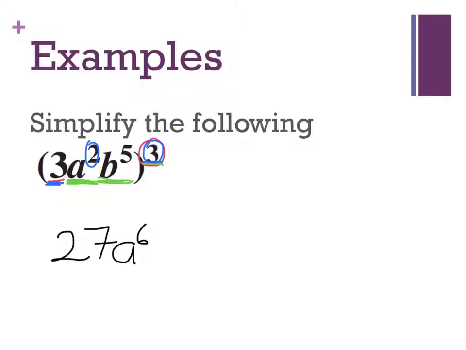Then I've got b to the power of 5 here, and I've got 3 on the outside, so I know that's 5 times 3, so that becomes b to the power of 15.